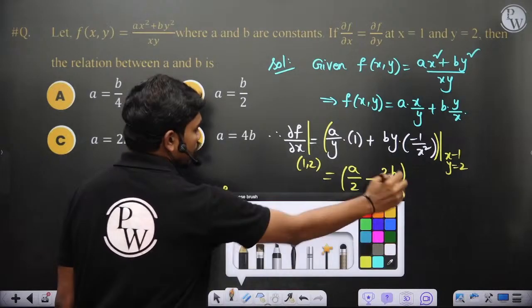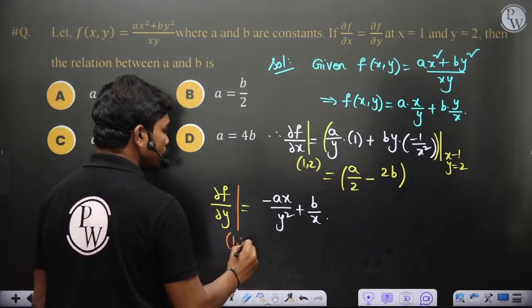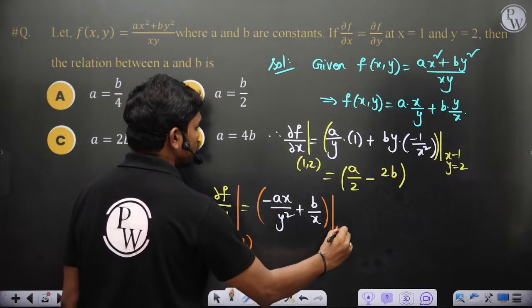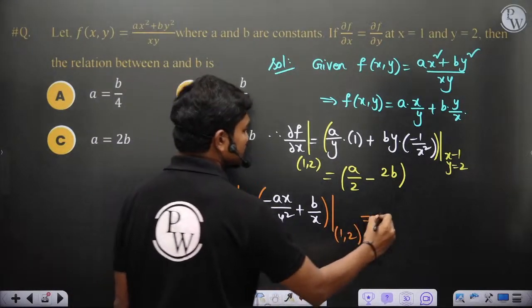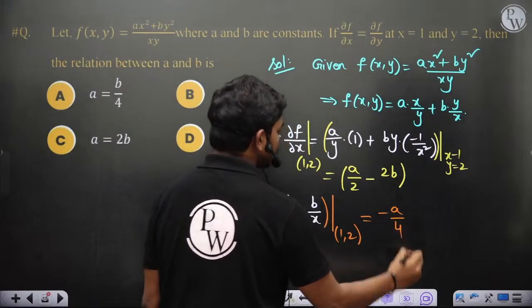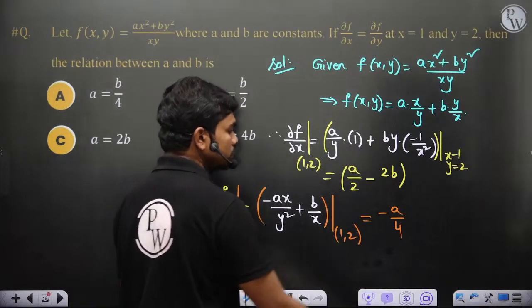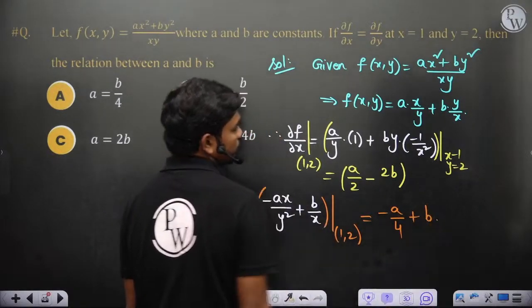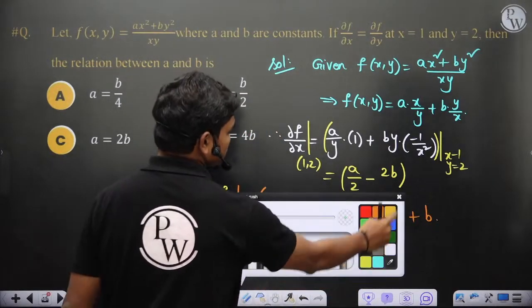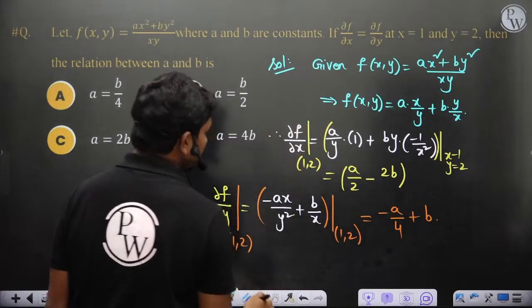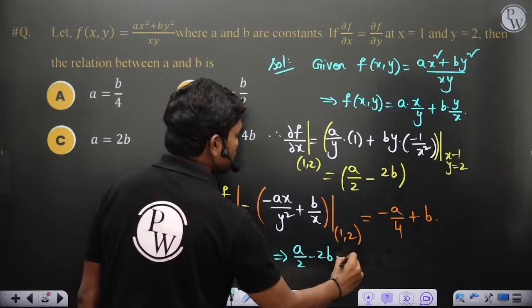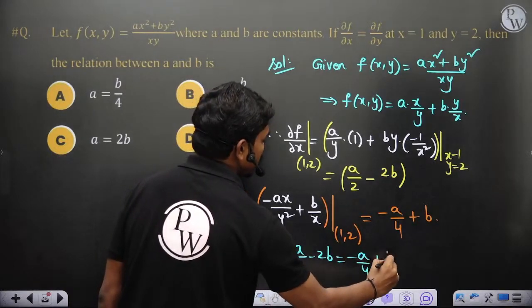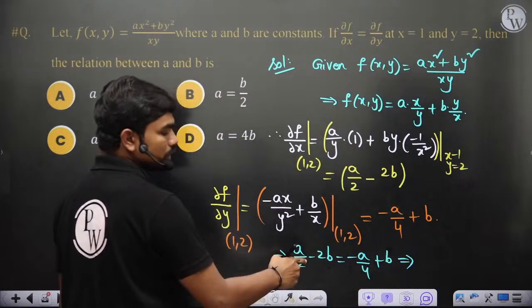Okay, so if you calculate this value at (1, 2), again this function at (1, 2), so if you put x equal to 1 and y equal to 2, this is minus a by 4, minus a by 4. Okay, so minus a by 4 plus b, of course. If you equate these two, let's see what happens. So they told these two are equal, so this implies a by 2 minus 2b is equal to minus a by 4 plus b.